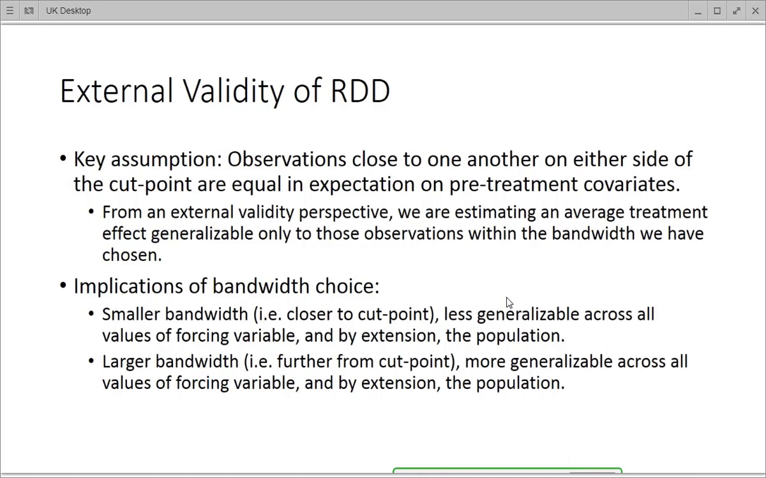versus larger bandwidth. General rule of thumb, start with a smaller bandwidth so you can ensure that you're actually uncovering a treatment effect if it's there, and then if you detect one, slowly work your way out to be able to make it more generalizable if possible, but recognize the trade-offs that exist in each of these circumstances.